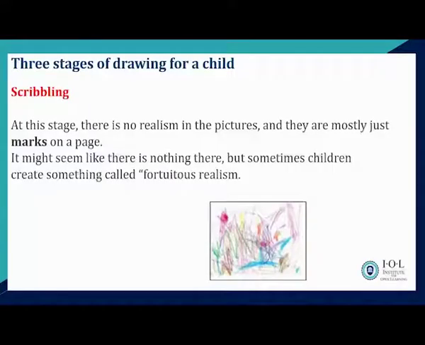When a child does drawing, they do it in 3 stages. You must be able to either do the drawing of the scribbling, or you must be able to explain the concept, what it means. What does scribbling mean? At this stage, there is no realism in the pictures, and they are mostly just marks on a page. So you, as the student, should be able to do such a drawing.